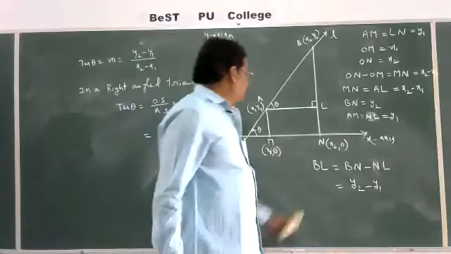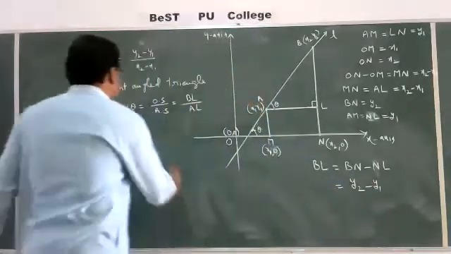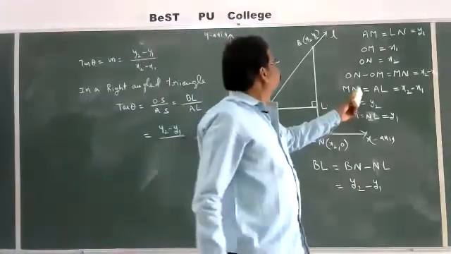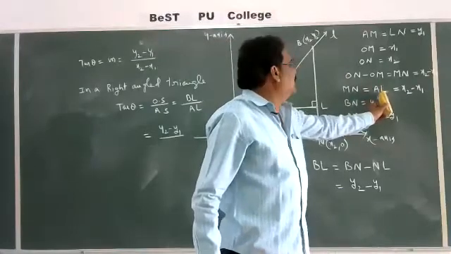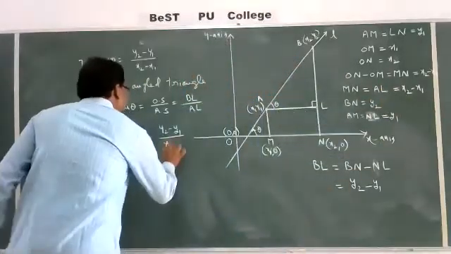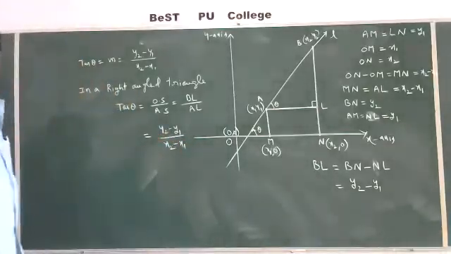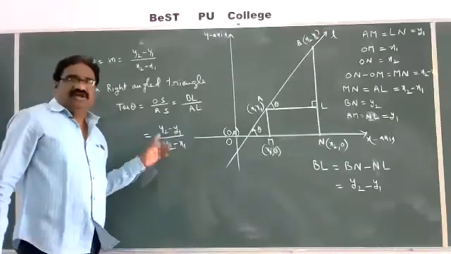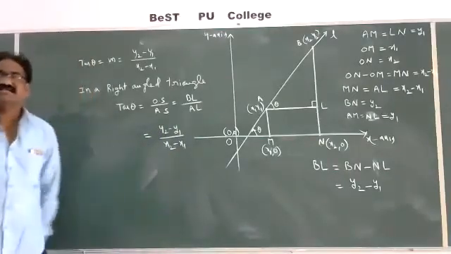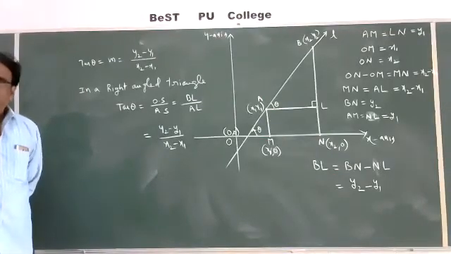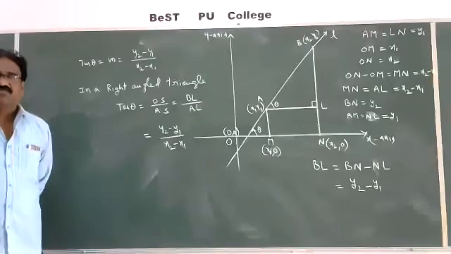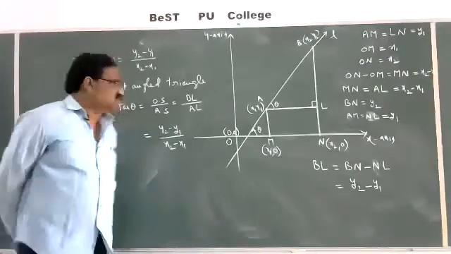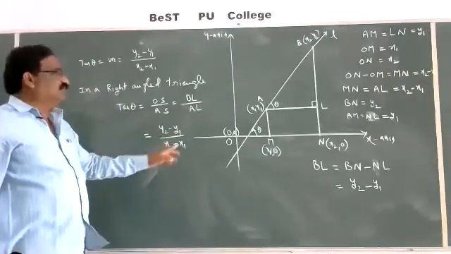What is BL? BL value is y2 minus y1. What is AL? This is AL. AL is x2 minus x1. Then you get y2 minus y1 by x2 minus x1. This is the formula for slope, which you already know from lower classes. The slope of a line passing through the 2 points x1 y1 and x2 y2 is y2 minus y1 by x2 minus x1.